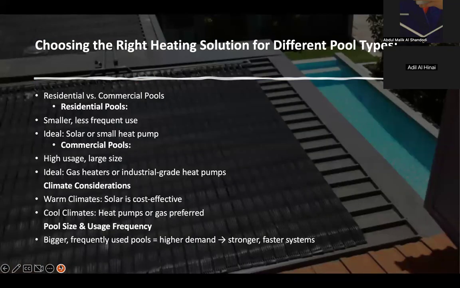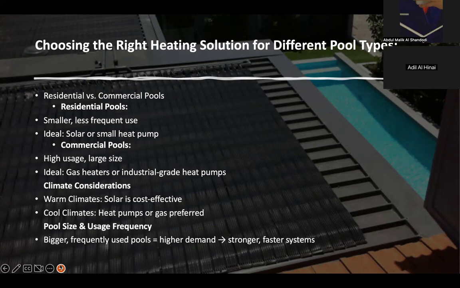And here I'm going to talk about choosing the right heater. Heating needs vary from one swimming pool to another, depending on use, location, and size. Therefore, this section guides the consumer to select the best heating system ideal for their needs.